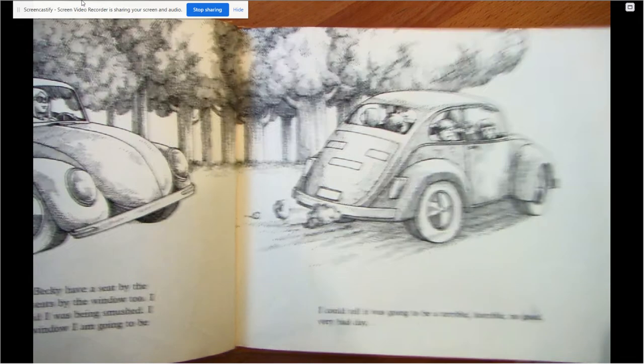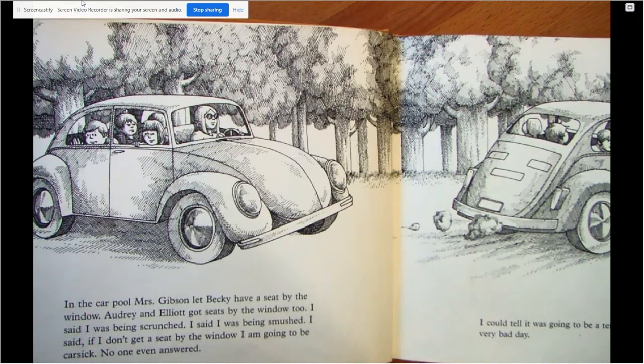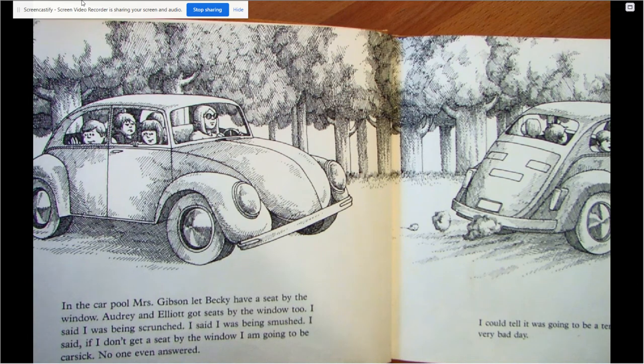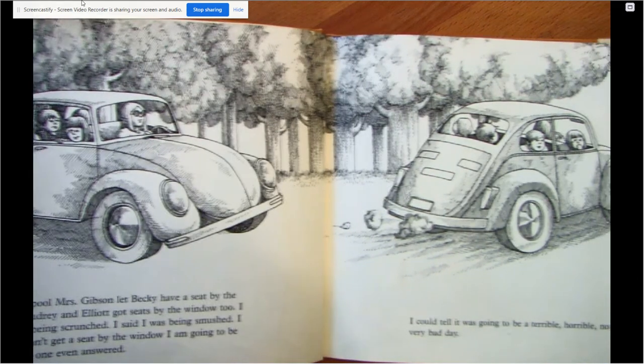I think a lot of these things could happen in real life, right? Driving to school in the carpool, right, with other kids.